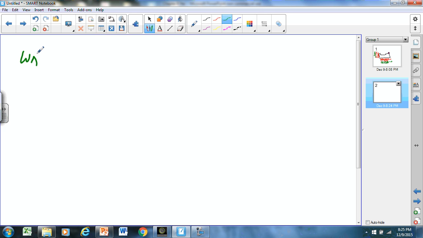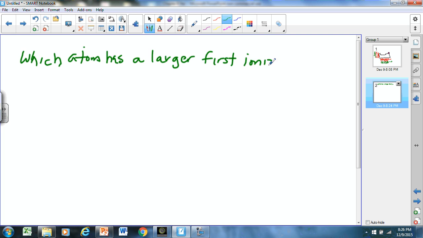Which atom has a larger first ionization energy, sodium or sulfur?